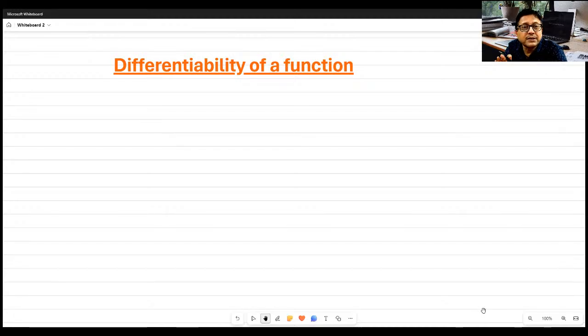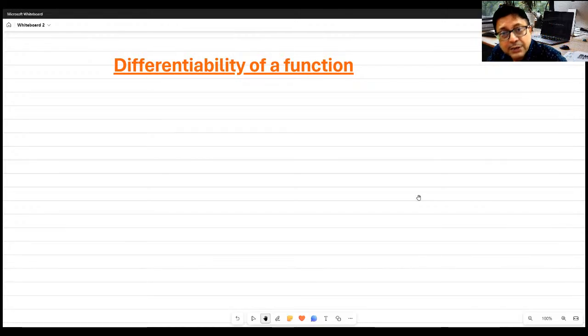This is an understanding class, not a JEE IIT class. First you understand the concept of differentiability. This is the chapter where you need to use your concept, you need to use your sense of calculating limits. Differentiability of a function has its origin in class 11 differentiation only.